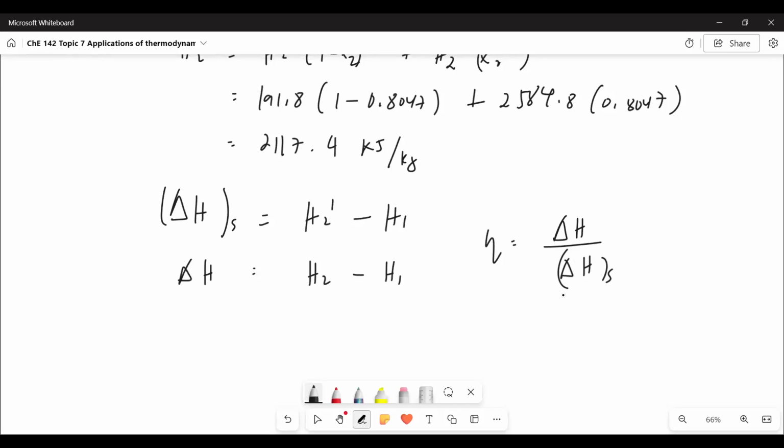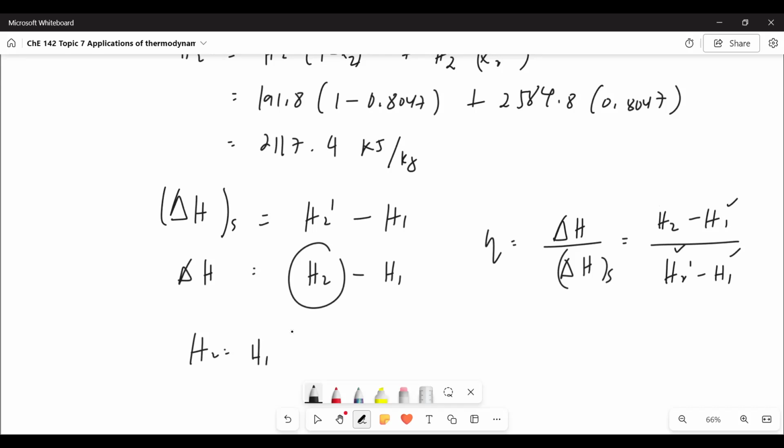Okay. And what is our goal? To solve for the actual H2. That is our goal. So this is H2 minus H1. This is H2 prime minus H1. We have H1, we have H1, we have H2 prime. We can solve for H2, isolate H2 on one side of the equation.